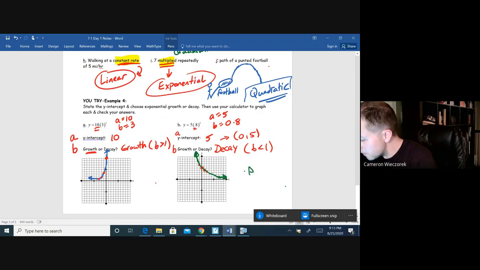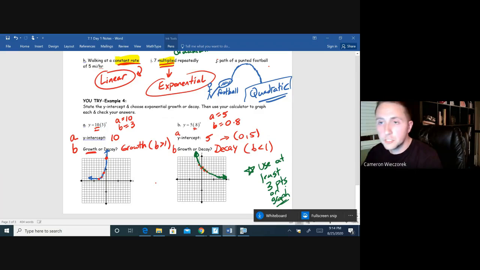Okay, so I'm just going to make a comment here. Use at least 3 points on your graph. Just as a rule of thumb, that'll get you a good enough rough sketch of what you need. Okay. All right, so that'll do it for these notes.